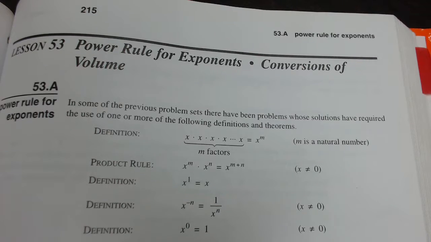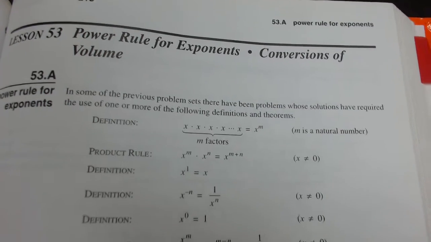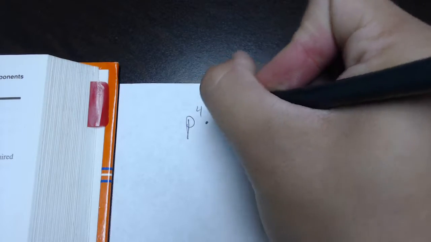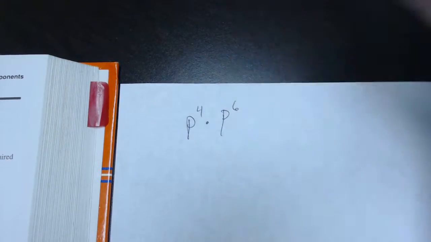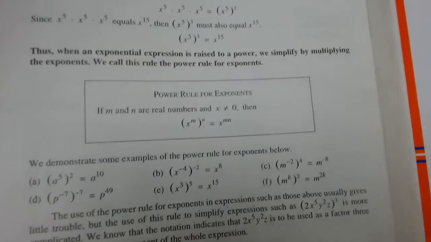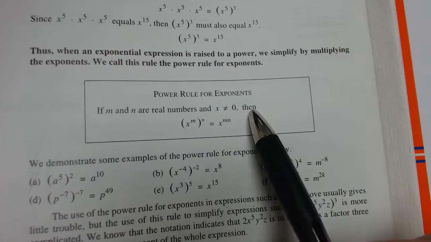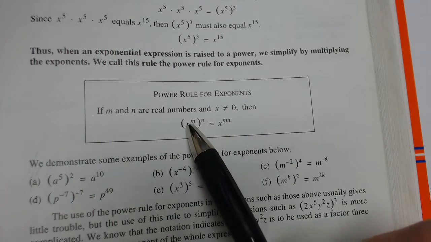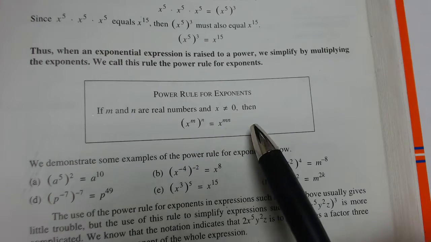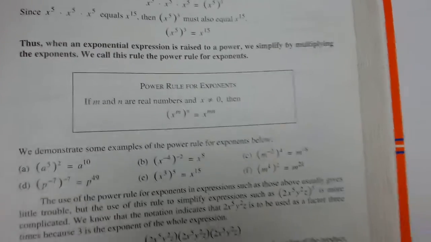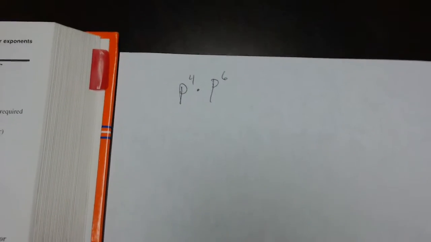Now, what happens when we want to multiply numbers with the same base times each other? For example, if I have p to the power of 4 times p to the power of 6. Well, the power rule tells us, this is how the book states it, that if m and n are real numbers and x is not equal to 0, then x to the power of m times x to the power of n equals x to the m plus n. That's a really mathematical way of saying what I'm about to show you right now.